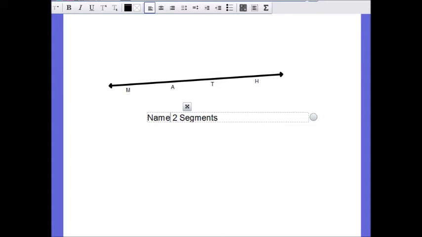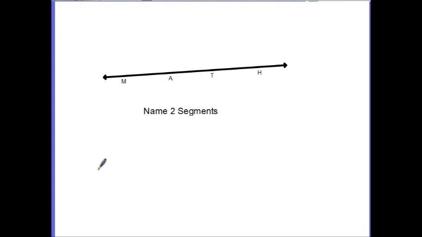Next, we're going to name any two segments. Now, the symbol for our segments is just going to be a bar. It has a beginning point and an ending point, so there are no arrows. The biggest segment that we have is segment MH, which goes from M to H and includes all points in between. You name another one.